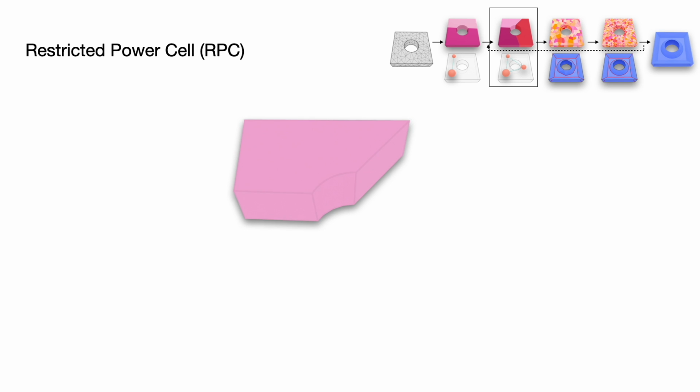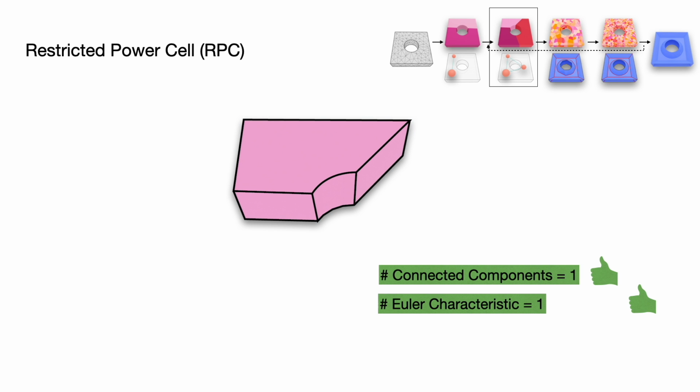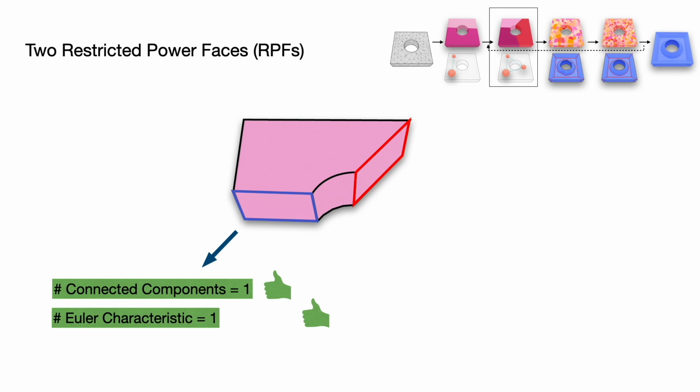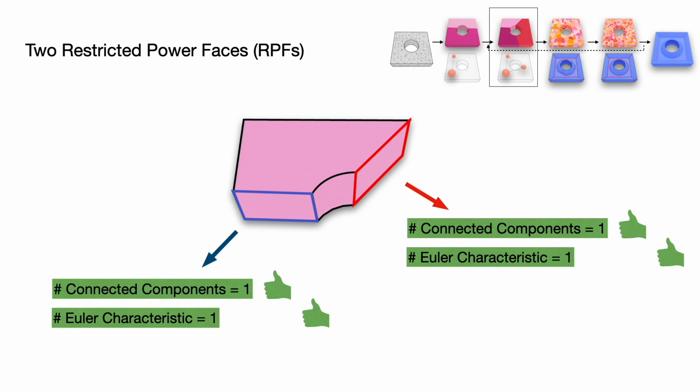Here we perform the topology check again. The RPC passes the topology test as both indicators equal 1. When it comes to checking the restricted power face, RPF, we can see that each RPF passes the topology check. Since this example contains no restricted power edge, RPE, our topology check would stop here.